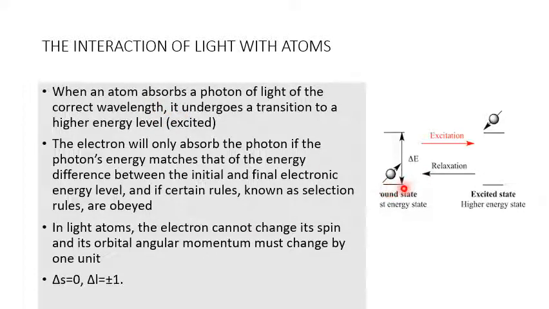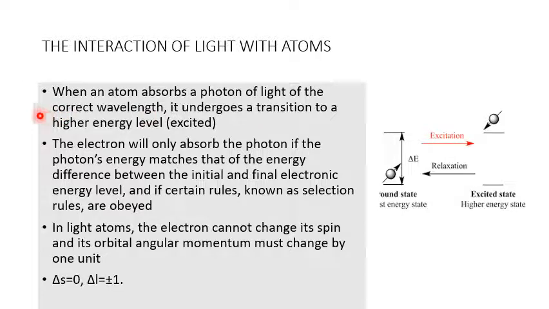For every atom there is a ground state and there is an excited state, and there is a difference in energy which is delta E, which is different for different atoms. If the photon which falls on this atom has energy equal to this or greater than this, then this photon will be absorbed, and this will cause excitation of an electron from the ground state to the excited state. That is why here is written correct wavelength of photon.